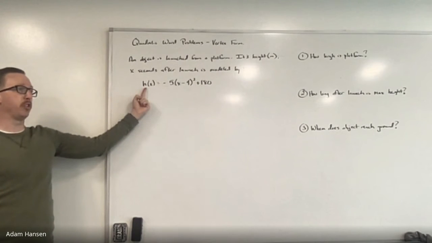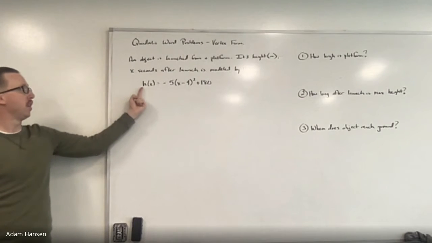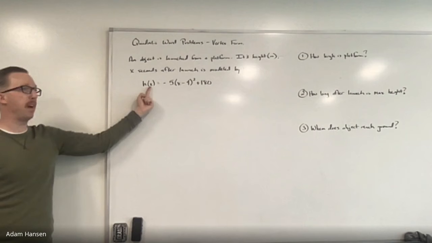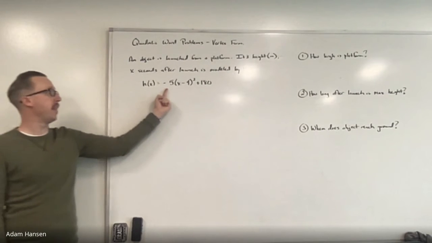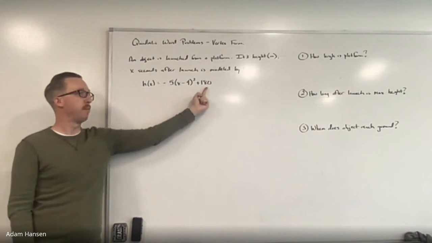This is function notation. The height of the object depends on how long it's been in the air, how long after I threw it. The height of the object is modeled by x, how long it's been in the air. That's equal to -5 times (x minus 4) squared plus 180.